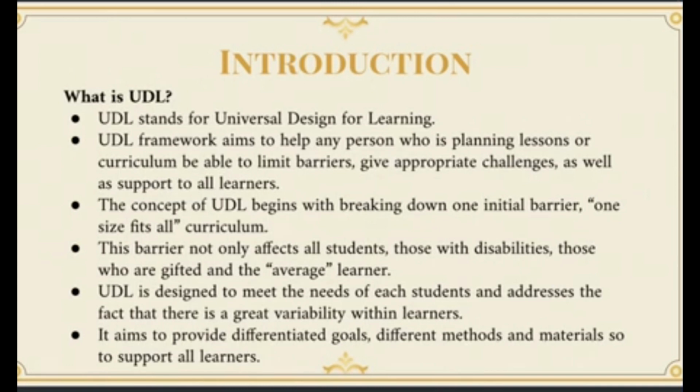UDL begins with the breakdown of the initial barrier of the one-size-fits-all curriculum. This barrier not only affects all students, those with disabilities and those who are gifted or the average learner. It is designed to meet the needs of each student and addresses the fact that there is a great variability within learners. It aims to provide differentiated goals, different methods, and materials to support all learners.